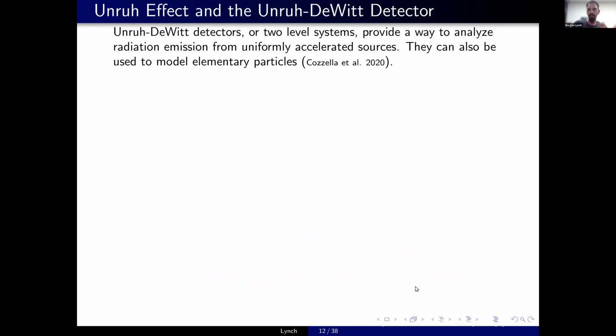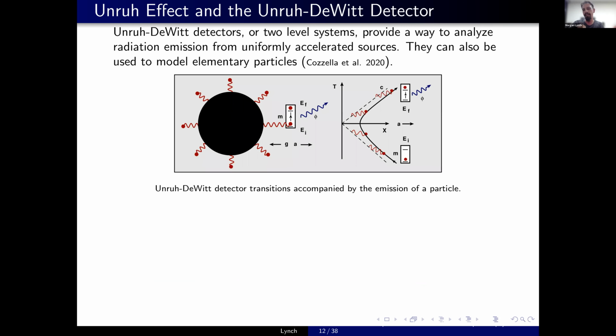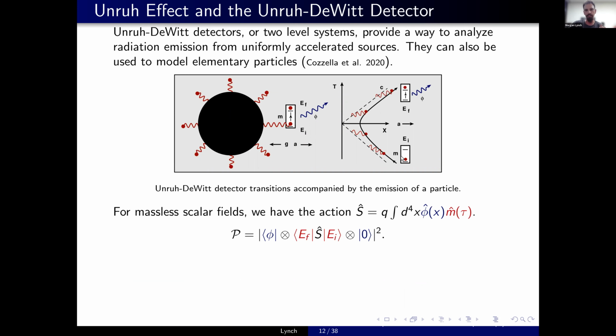Okay, so starting with Unruh-DeWitt detectors. Unruh-DeWitt detectors are really good at analyzing radiation emission from accelerated sources. You can even use them to model elementary particles. Just take a two-level system, accelerate it, have something come out, and that's a model of radiation emission. If I have a uniformly accelerated Unruh-DeWitt detector emitting a particle while undergoing a transition, I can model that interaction with this interaction action here. We have the particle phi, which is emitted, and the monopole moment operator, which is like a creation and annihilation operator, which induces the transition in your detector.